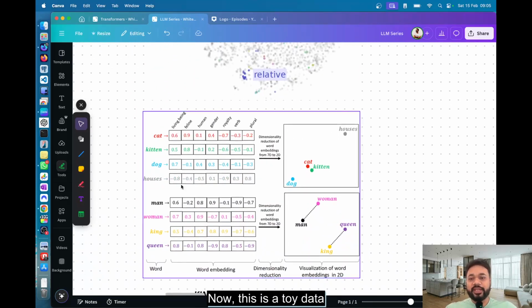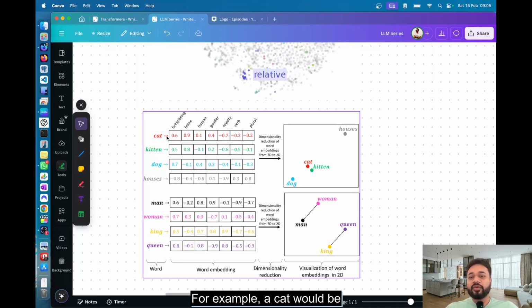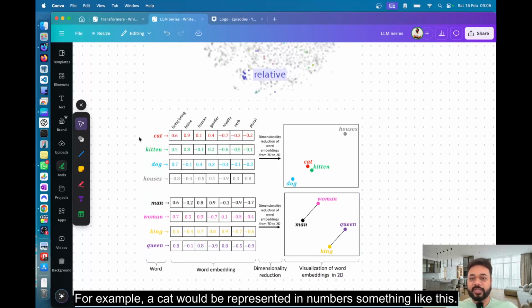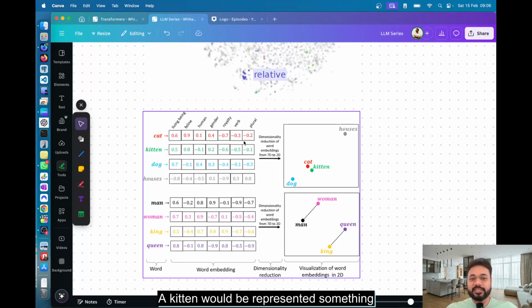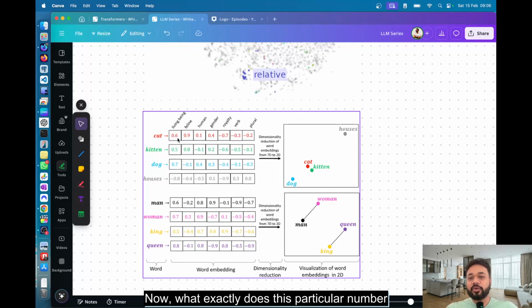Now let's look at an example. This is a toy data set. Don't consider it that these kind of embeddings are available, but we'll try to get an essence of how exactly the embedding works, right? For example, a cat would be represented in numbers something like that. A kitten would be represented something like this, a dog and a house similarly, right?